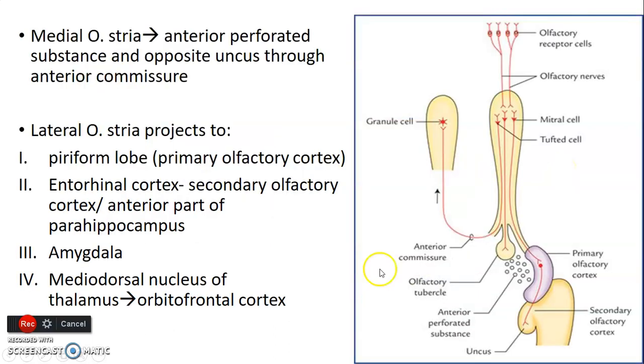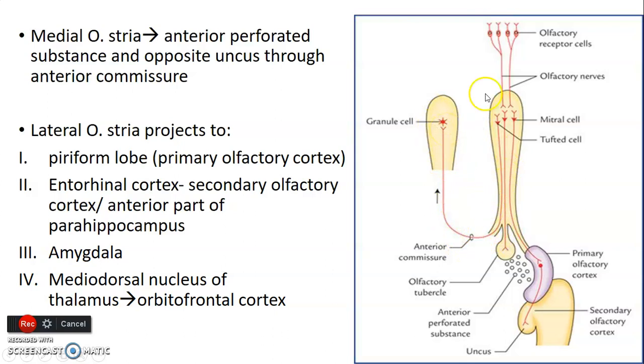Then what happens to the tract? It's going to divide into lateral olfactory stria and medial olfactory stria. The medial stria here will pass through the anterior perforated substance, okay, and opposite fibers go through the anterior commissure. It's passing through the anterior commissure, so it relays into the other side.